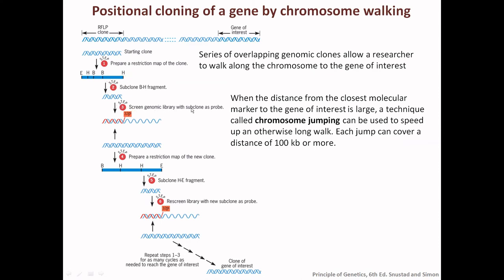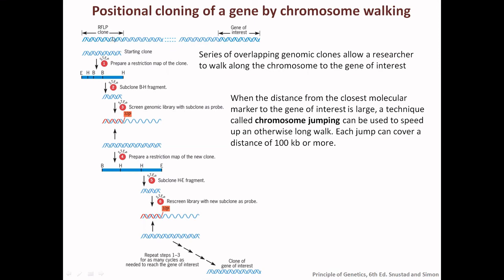Then screen the genomic library with the subclone as a probe. Then we will screen it and sequence it. Then we prepare a restriction map of the new clone. The new clone starts from here to here. Then we subclone H and E. Similarly, we reach the gene of interest in a stepwise manner. Cloning, sequencing, cloning, sequencing. A series of overlapping genomic clones allows researchers to walk from the RFLP to the gene of interest along the chromosome.